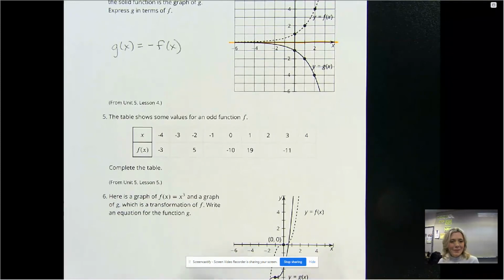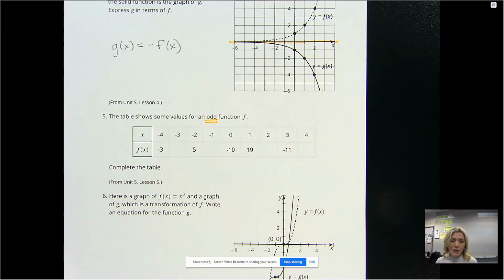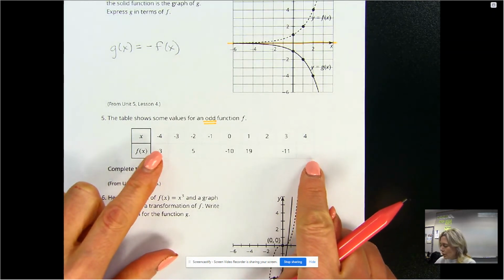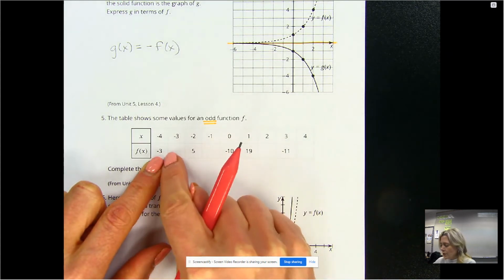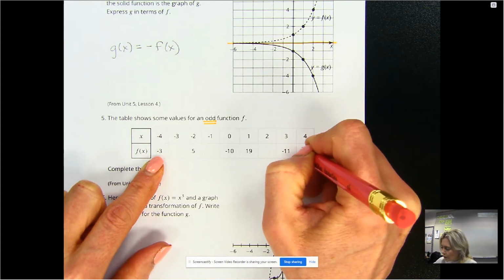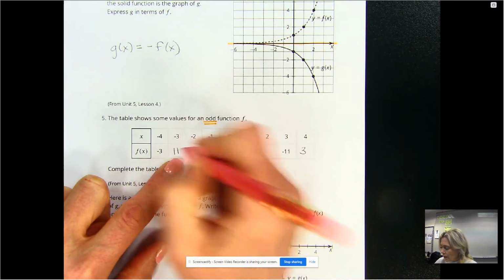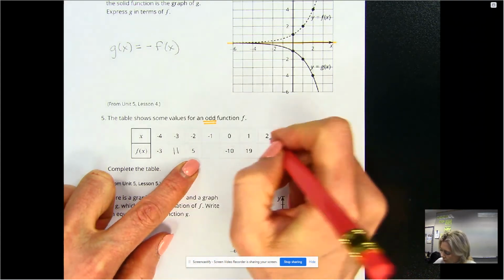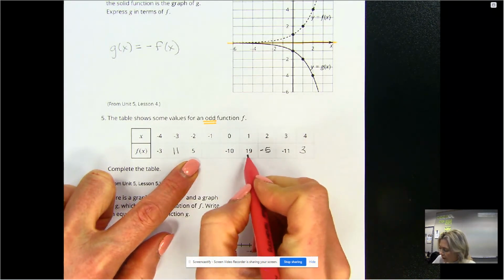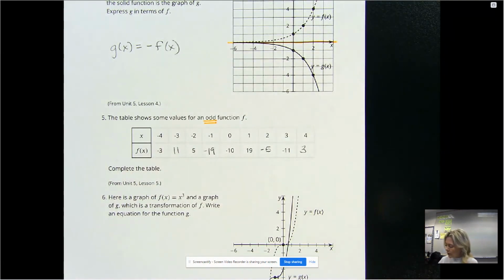Next, this is a table for an odd function. So in an odd function, opposite inputs have opposite outputs. So I'm just going to use that strategy to fill in. So here, when x is -4, this is -3. So +4 would be its opposite input. Opposite output is +3. If this is -11, down here it's +11. If this is +5, up here it's -5. And then 19 here makes this one -19. And then that's all the way filled in.